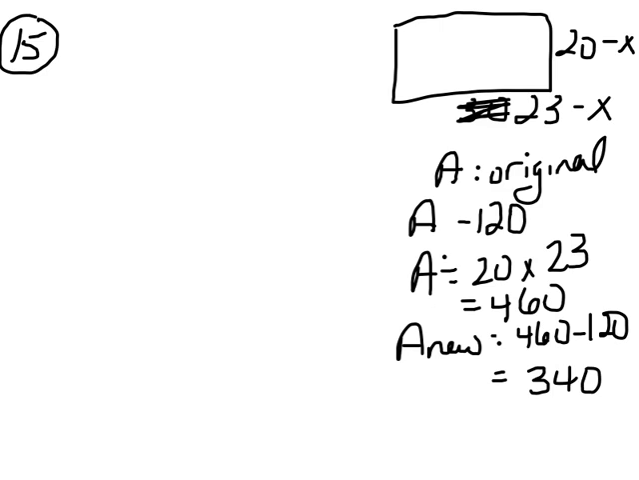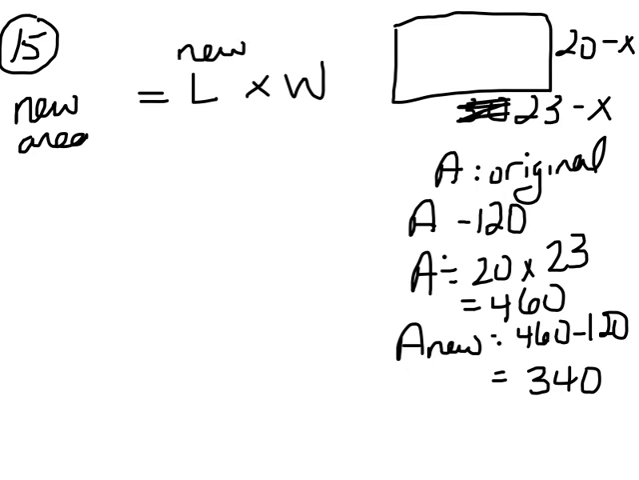So if my new area is 340, I'm going to get it with the new length times the new width, right? I'll put new length times new width. My old length and width were 20 and 23, but I subtracted x from each. So what I do is I say 20 minus x and 23 minus x.